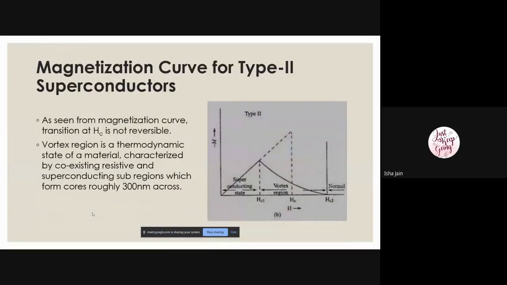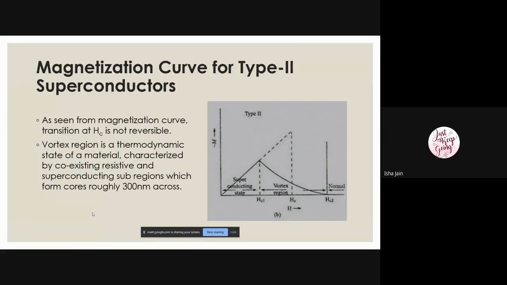Now, magnetization curve for type 2 superconductors. As seen from the magnetization curve, transition at Hc is not reversible. Vortex region is a thermodynamic state of a material characterized by coexisting resistive and superconductive subregions which form cores roughly 300 nanometers across. That's heavy language. But in simple words, superconducting stripes, or alternate subregions of resistivity and conductivity which form cores roughly 300 nanometers across, are called vortex regions.